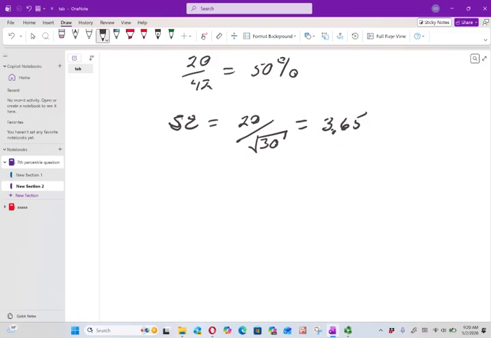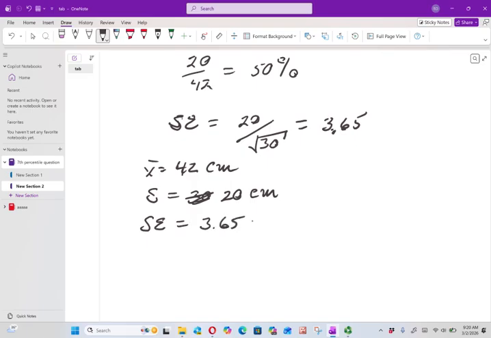For this, the average is 42, and this is centimeters. The standard deviation is 20. That's in centimeters. And the standard error, 3.65, and that's in centimeters. All of these are in the same units because I need to add and subtract these things.